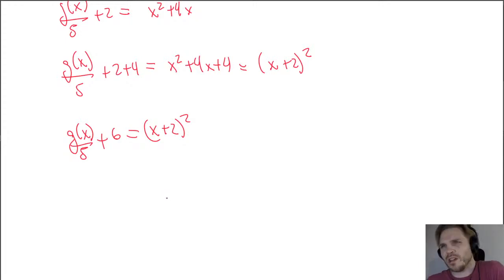And then now we should be able to swap y and x. So let's call this y.